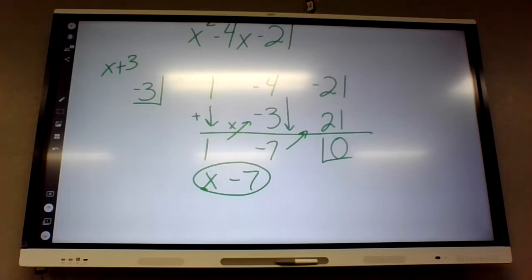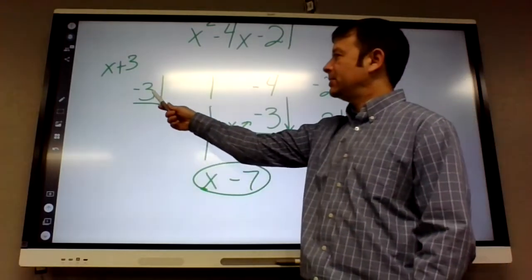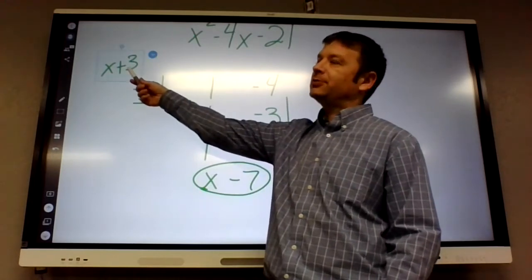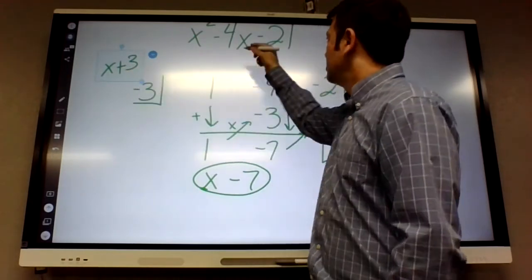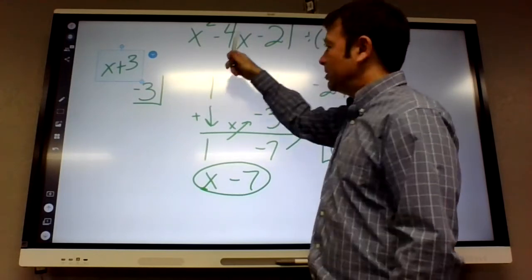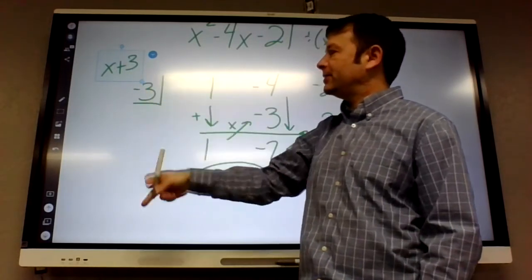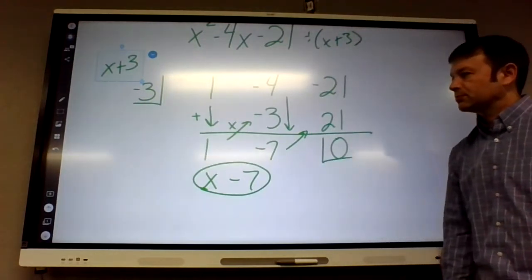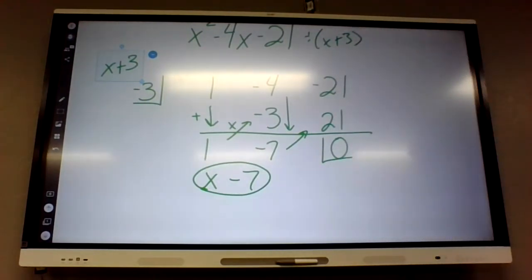How did you get negative 3? How did you get x plus 3? I did 1 times x plus 3 is from the problem. That's what we're dividing by. So you just divide this by x plus 3. So I said we're using the opposite of that, negative 3. And is it always going to be the opposite? Yes. Okay, got it.